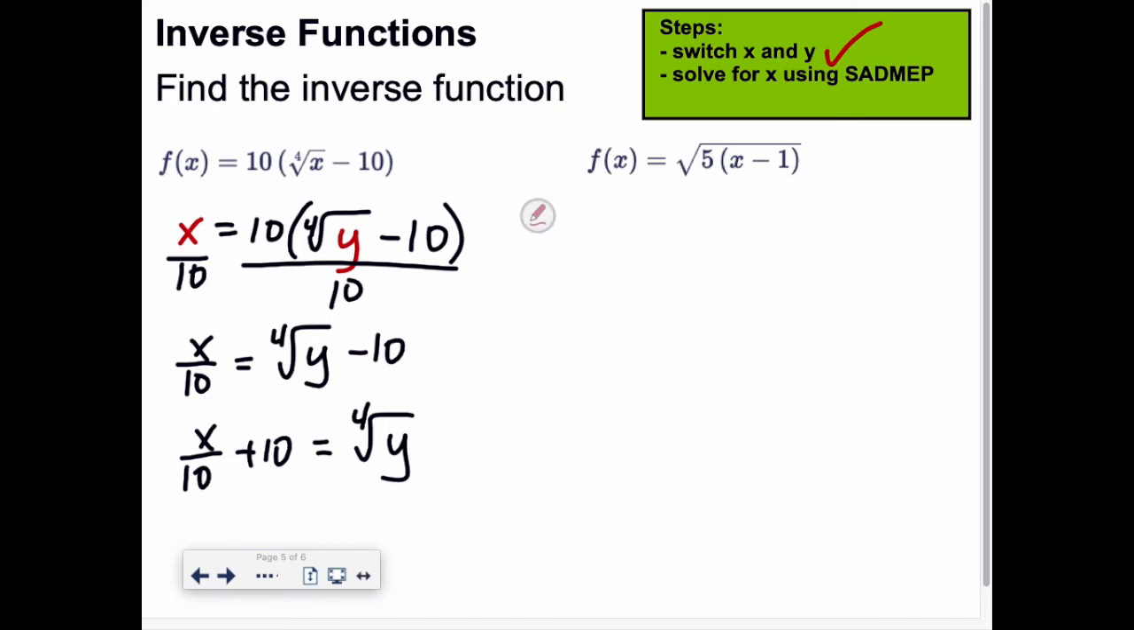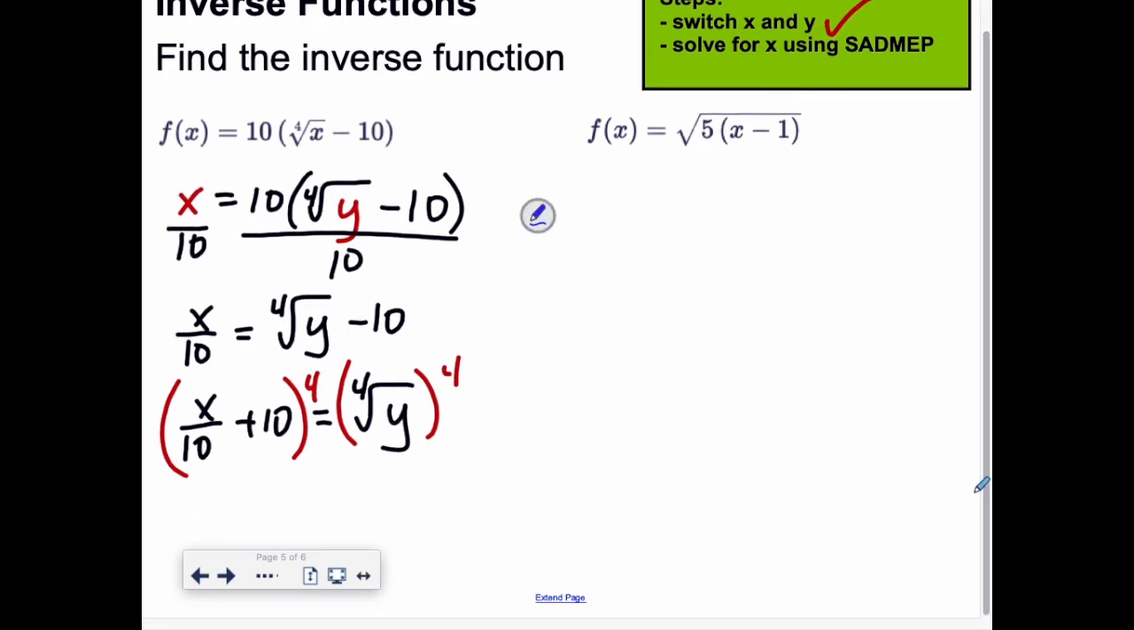And then I have to raise this to the fourth power. Notice I'm doing it to the whole side over here. I'm not just doing it to one term or another. And those fourth powers and the roots are going to cancel out. So I'm going to be left with x over 10 plus 10 to the fourth power equals y. And that also equals f inverse of x.